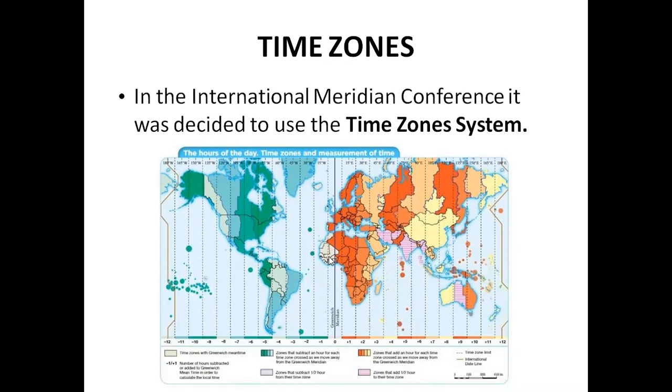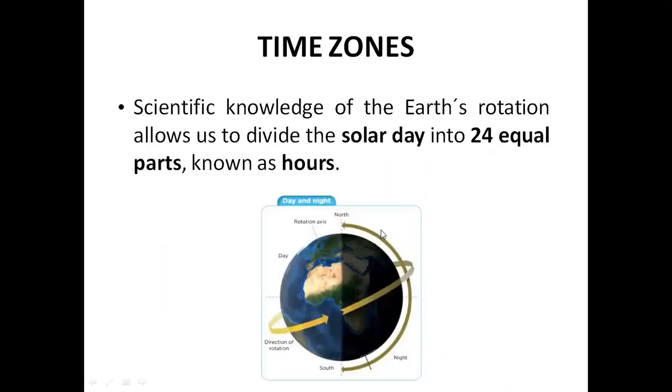It was decided to use the time zone systems, and because of that, you do have different time zone systems. So scientific knowledge of Earth's rotation allows us to divide a solar day, that is what the 24 hours day we consider, into 24 equal parts, and each of these parts is known as hours.